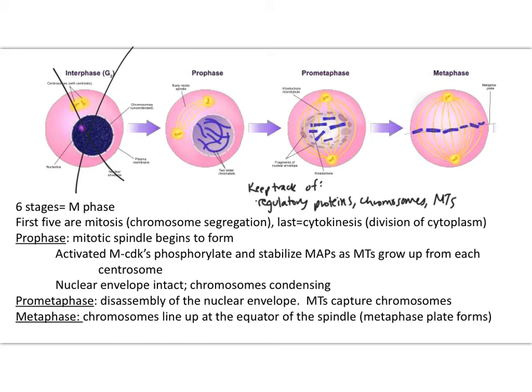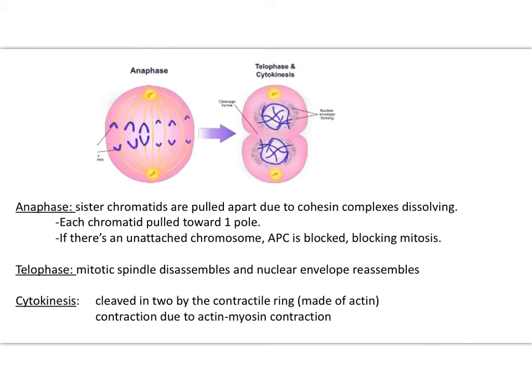The metaphase phase, which you see over here, this is when the chromosomes line up at the equator of the spindle. So that's right here along this line. So they're in a perfect row. And this is what we call the metaphase plate. Going on to the last 3 phases of M phase.